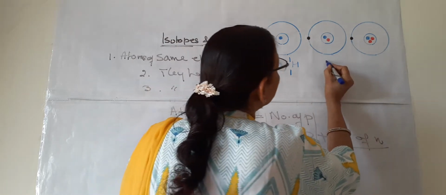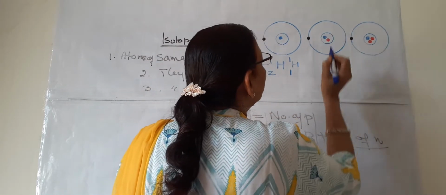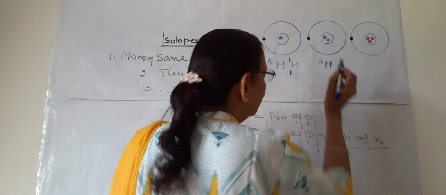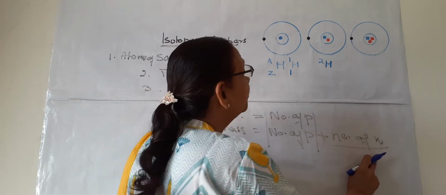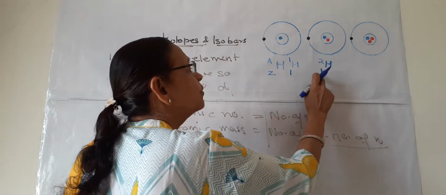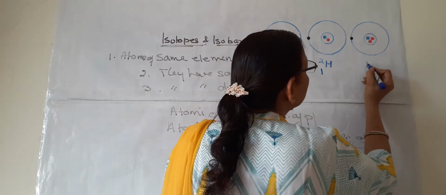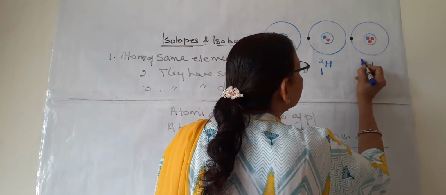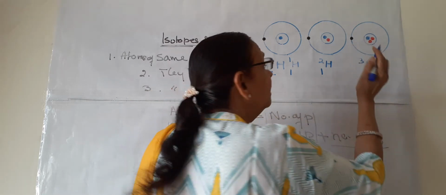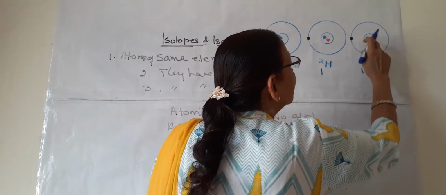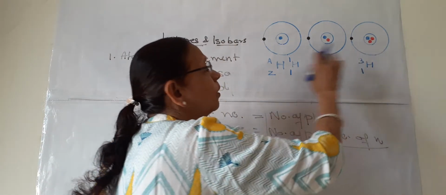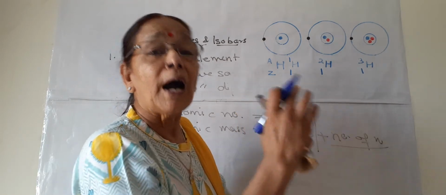Now see, this is also hydrogen, as only one proton is there, but here one neutron is also there. So the atomic mass is the number of protons plus the number of neutrons, 1 plus 1, 2, but the atomic number is the number of protons, so it is 1. Now this is also hydrogen. 1 proton and 2 neutrons, so 3 will be the atomic mass, and atomic number is 1, as the number of protons is 1. So these we call isotopes of hydrogen.